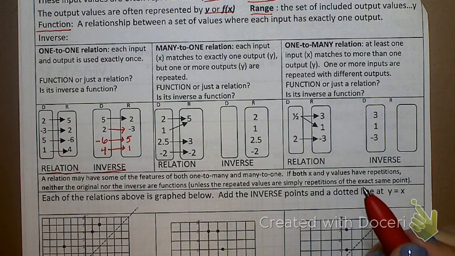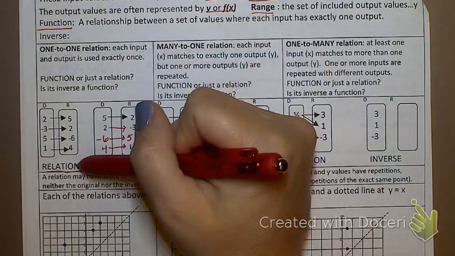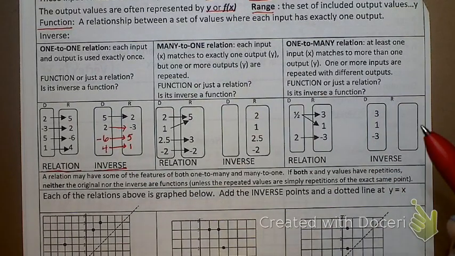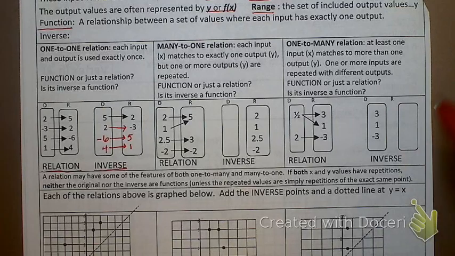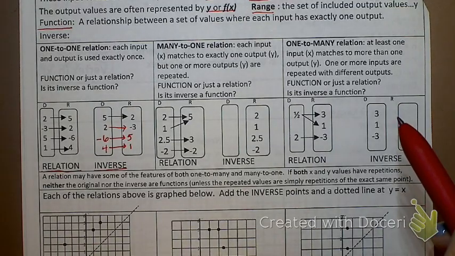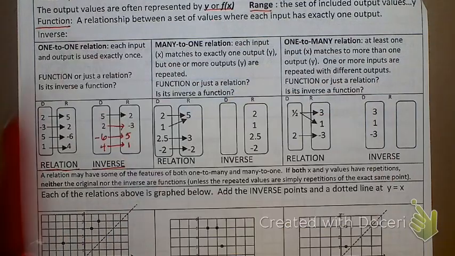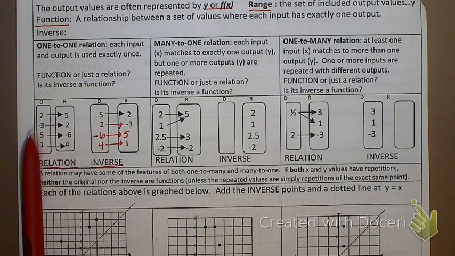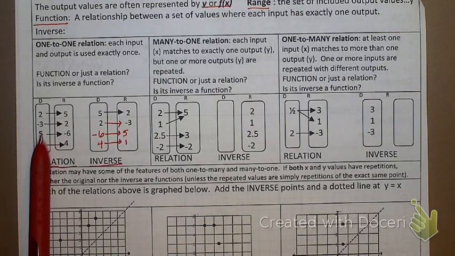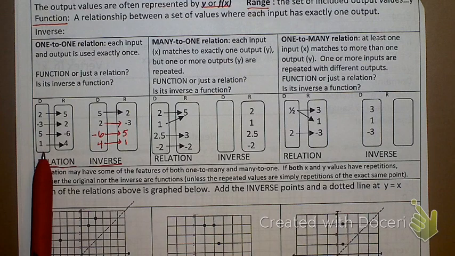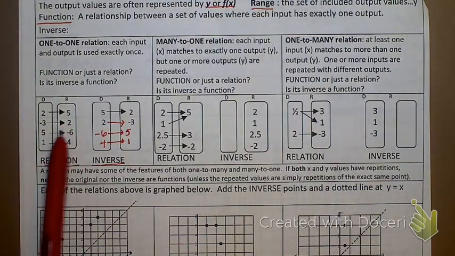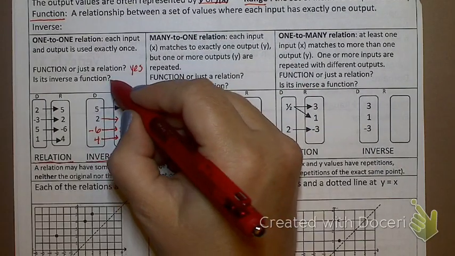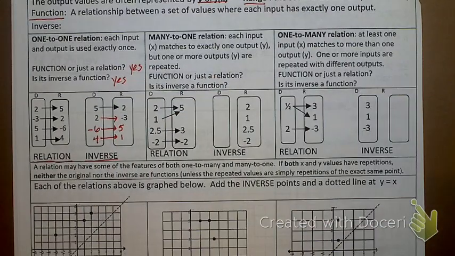Is the relation a function? And the other question is, is its inverse a function? Now, how do we tell if it's a function? Well, in order to be a function, domain values can only be used once. So, is 2 used more than once? No. It's only grouped with 5. That's once. -3 is only used once, 5 is only used once, and 1 is only used once. So is the relation a function? Yes. Is the inverse also a function? Yes, because every domain value is only used once.